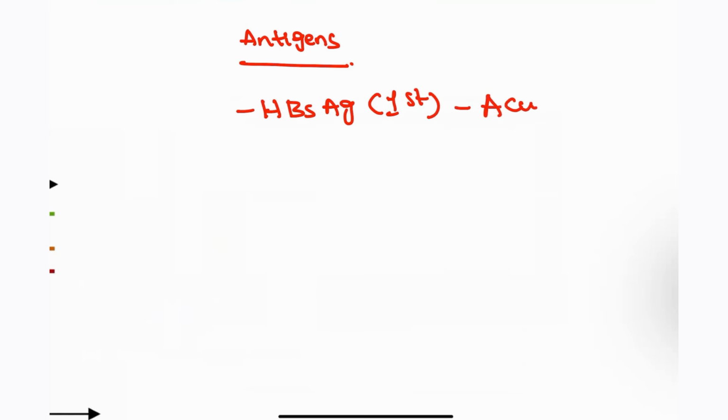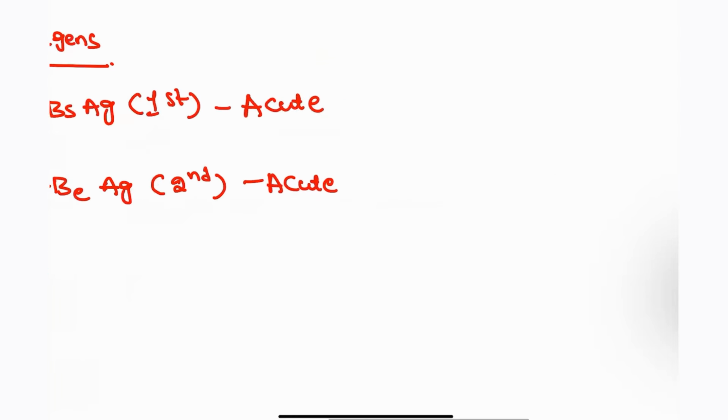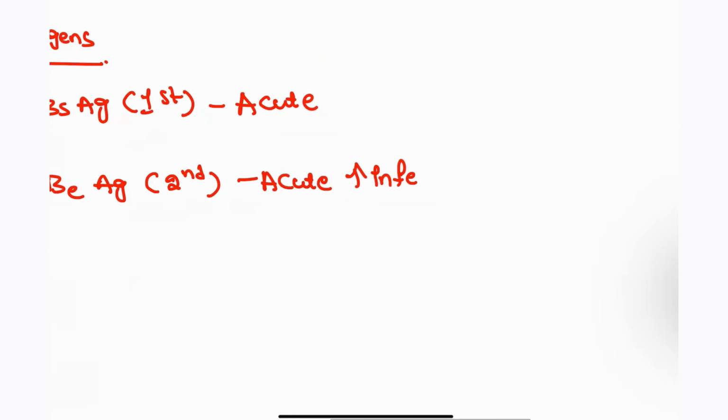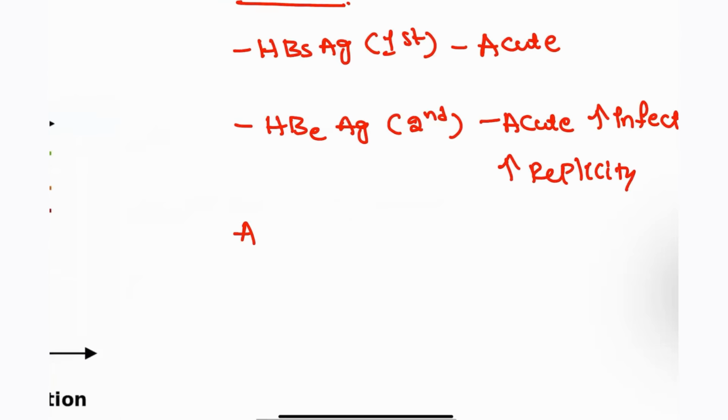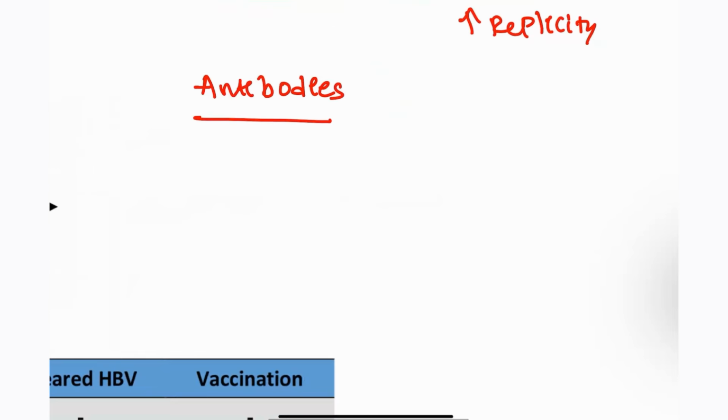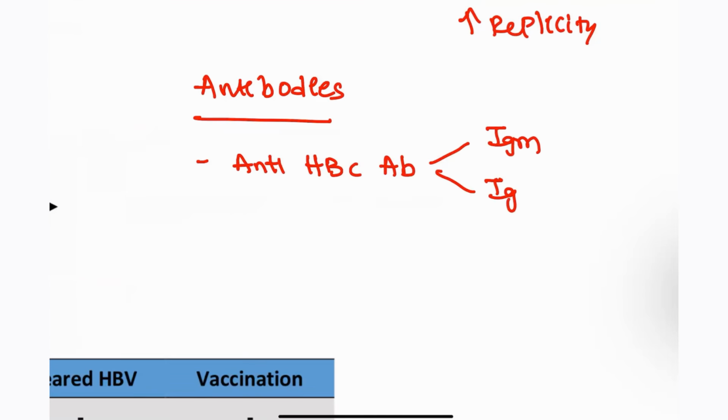So this is the acute infection. Next, HBeAg will be present second, and this indicates acute infection with high infectivity and high replicity. Next, antibodies. In the antibodies, the first antibodies present in this patient are anti-HBc antibodies. IgM is acute, IgG is chronic.